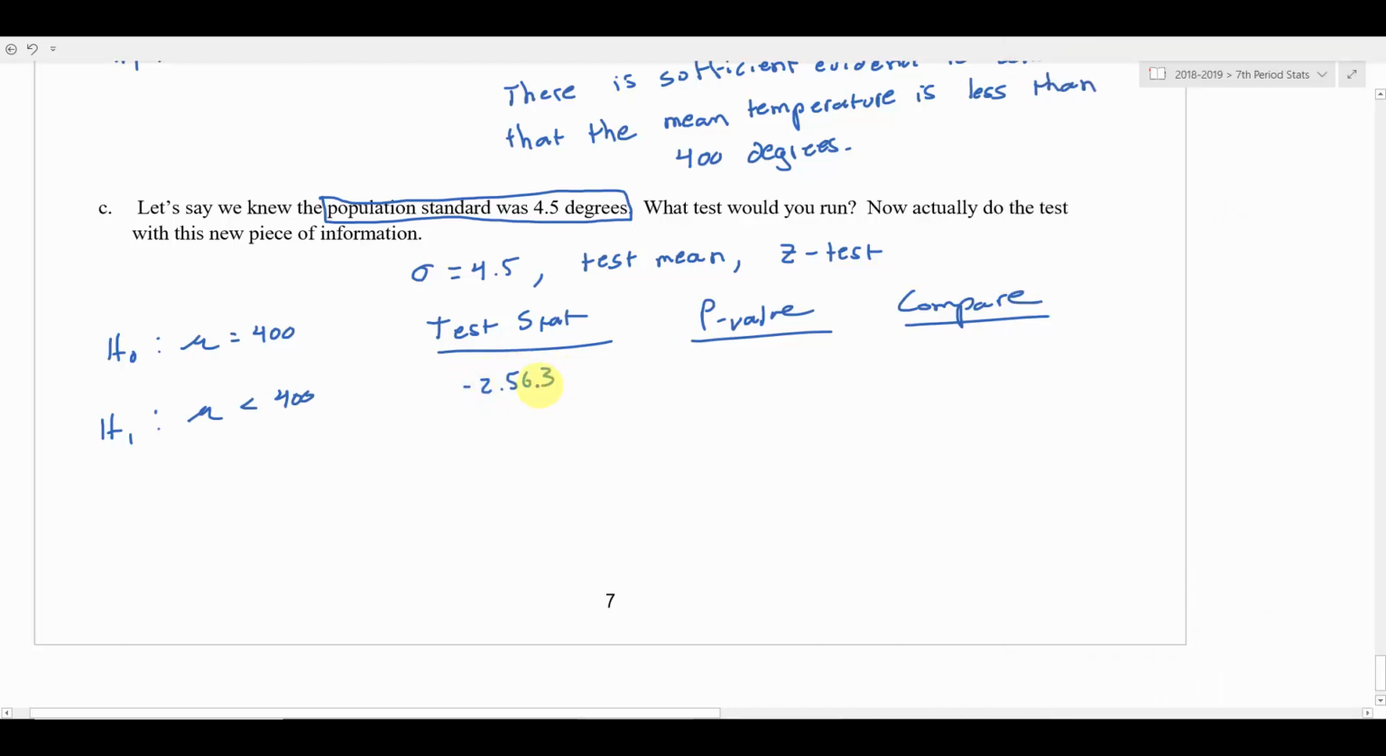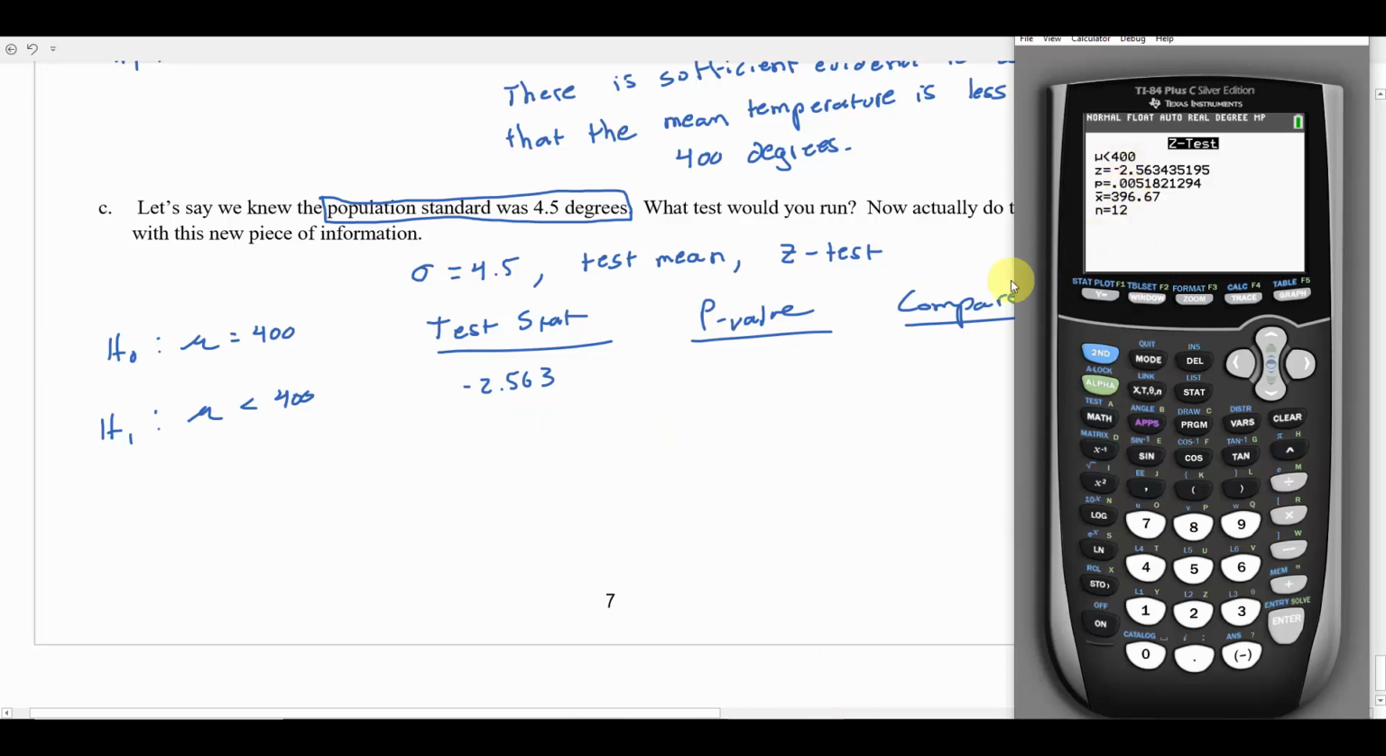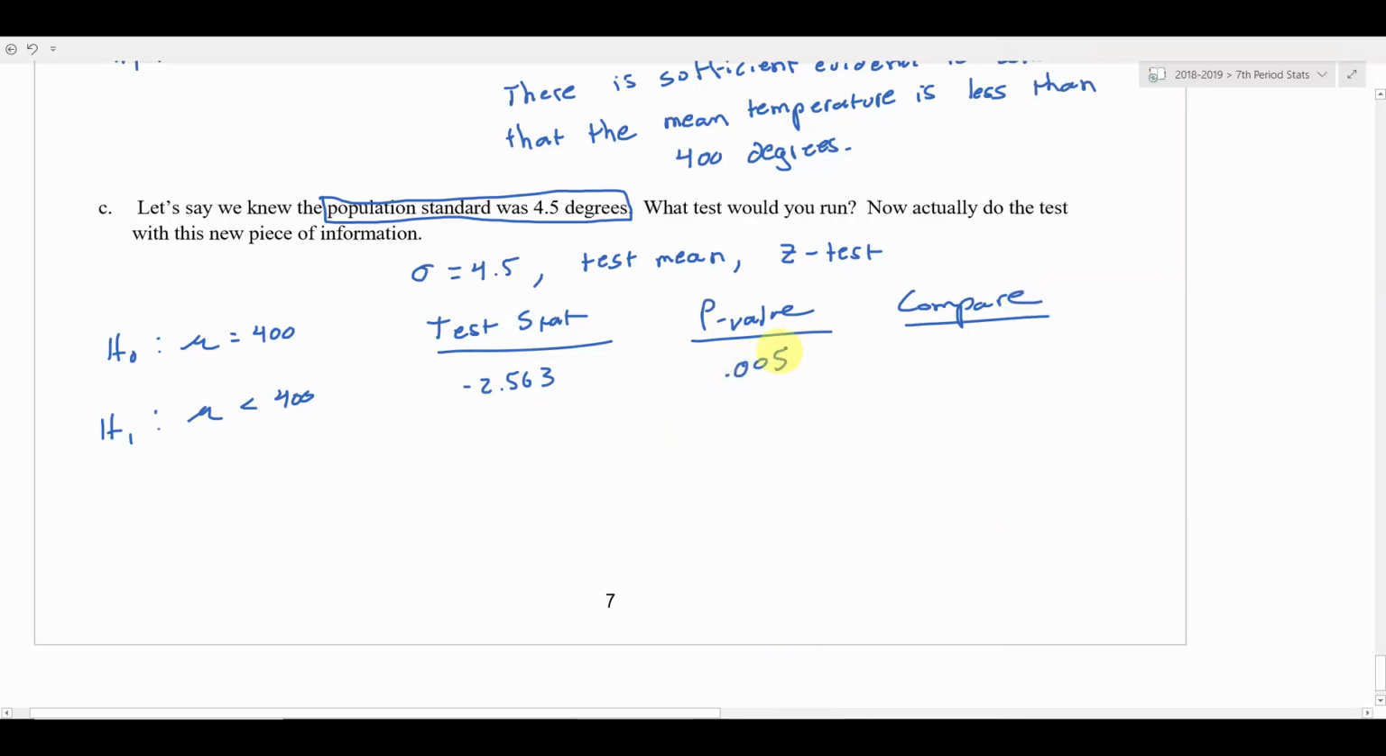Okay, so we were negative 2.563 standard deviations to the left of what we expected to get. The probability of that happening by chance is 0.005, which is pretty rare, by the way. It's about 0.5%. So 0.005 is less than our significance level of 0.05, so we reject the null hypothesis. And we would write our concluding statement yet again. It'll be the same concluding statement that we had in the previous problem. Okay. So that is the test, this time under a z-test.